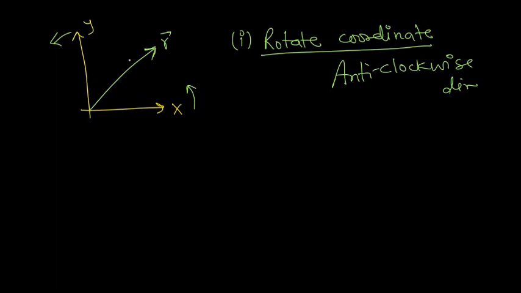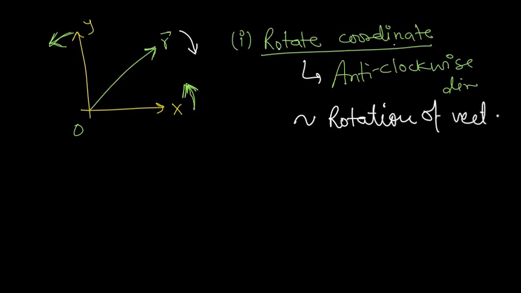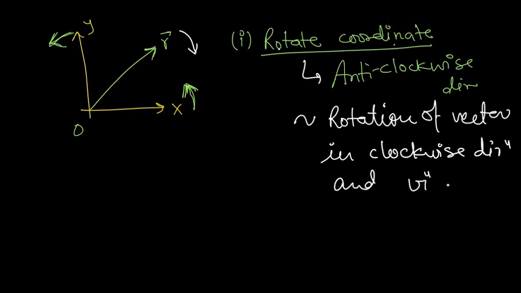This is just a picture of how you see the coordinate transformation. So if you say that the axis set of coordinates, the xy coordinate, is rotated in anti-clockwise direction, it is similar to if I say that my vector is rotated in clockwise direction. So rotation of coordinate in anti-clockwise direction is similar to rotation of vector in clockwise direction, and vice versa for other cases.